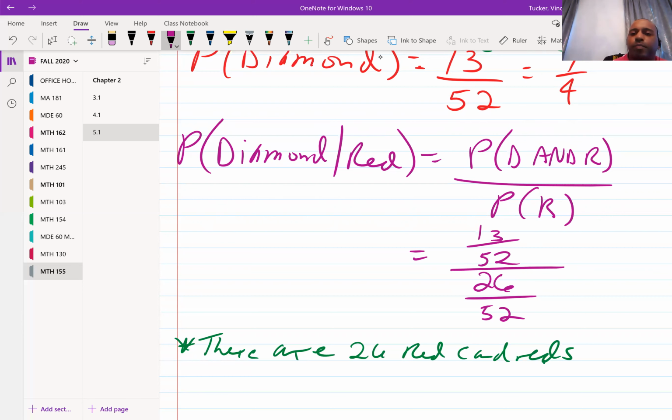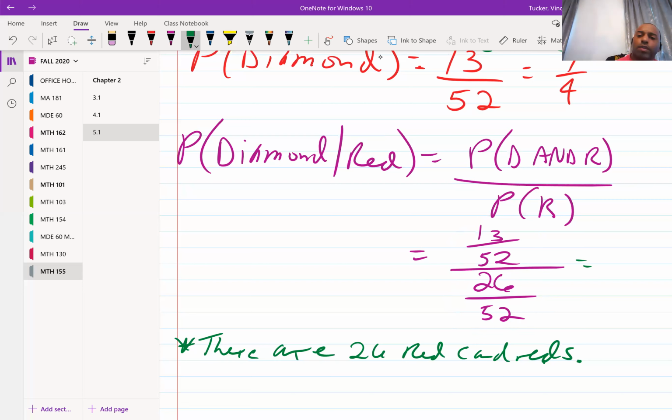Okay. So if you're talking about diamond and red, of course, all of your diamonds are red. So that's why there's still 13 over 52, that top probability. It would be different if you had some diamonds that were not red, but out of your 52 cards, the diamonds that are red is 13. All of your diamonds are red. So that's why that's 13 over 52. Then on the bottom, we say, how many red cards are there? Well, there are 26 red cards in the deck. Remember, there are two suits that are red, two suits that are black. So that's why we have 26 over 52 on the bottom.